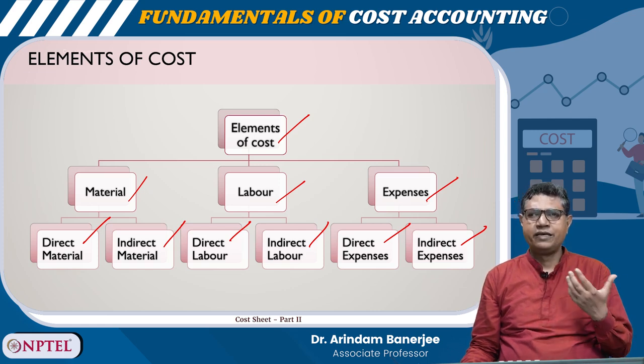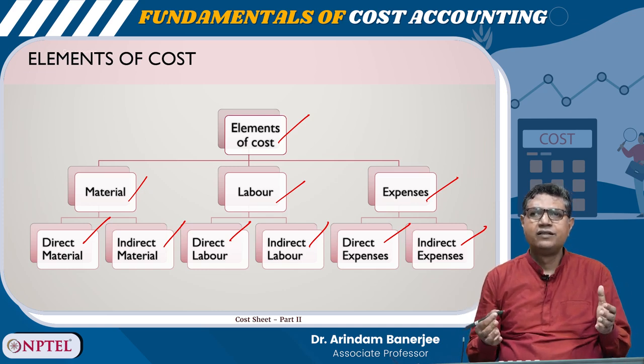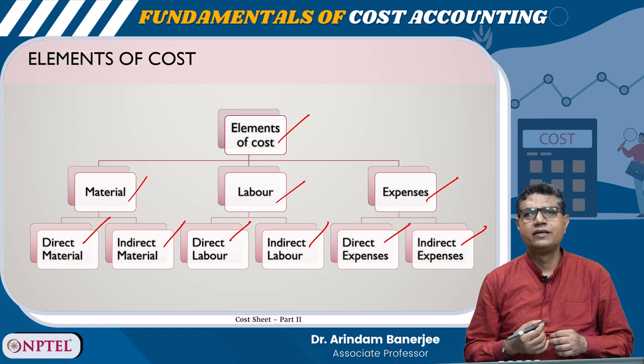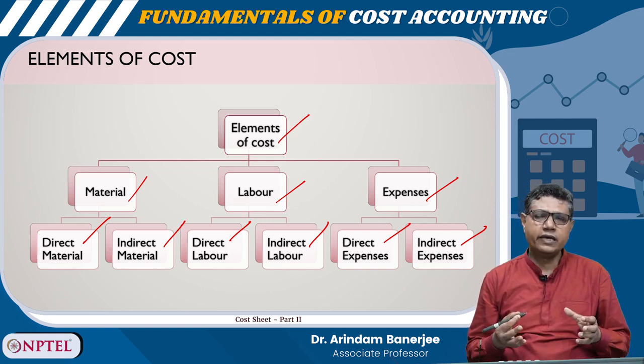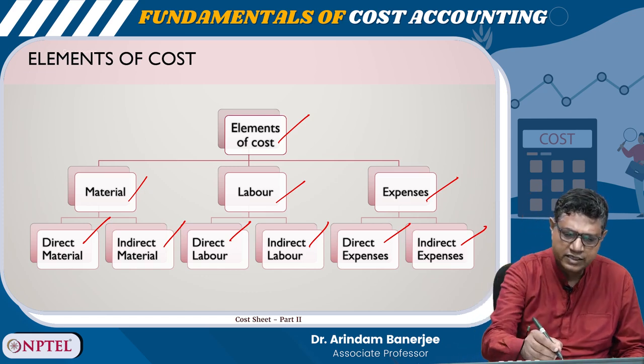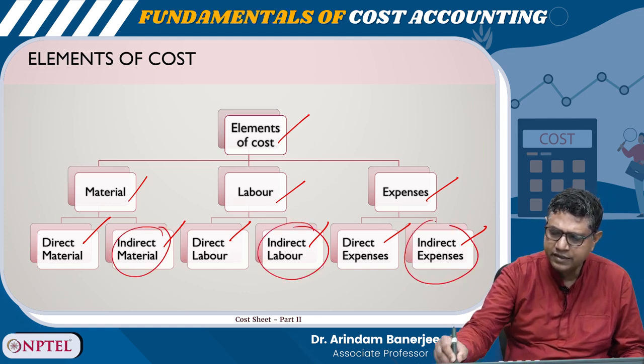For example, as I gave earlier, the steel sheets used for constructing the body of a car are an example of direct cost. And what is an example of indirect cost? Indirect cost is the cost which you cannot directly assign, like the salary of the CEO. So it is an indirect cost. So indirect cost can be indirect material, indirect labor, and indirect expenses.